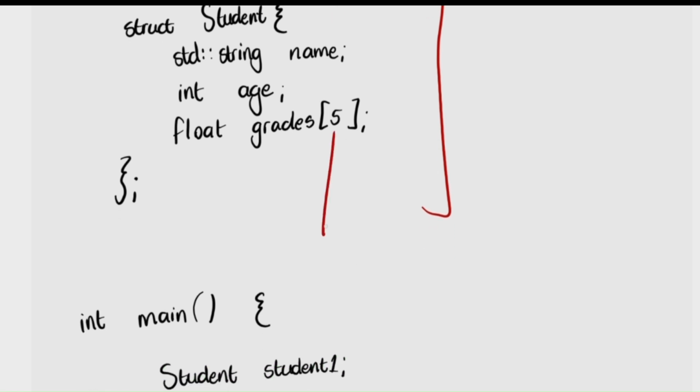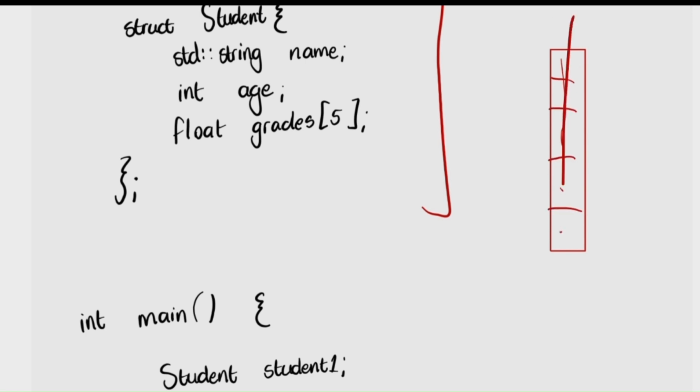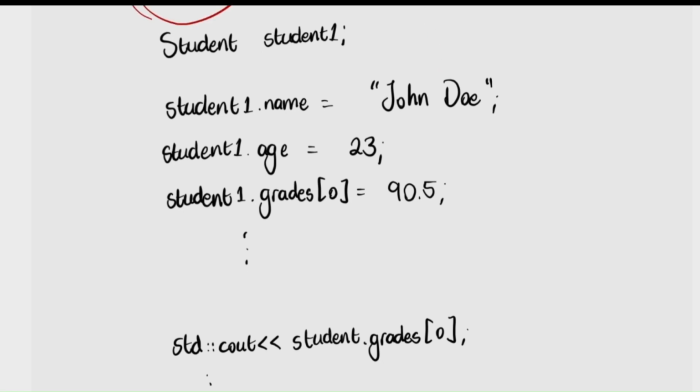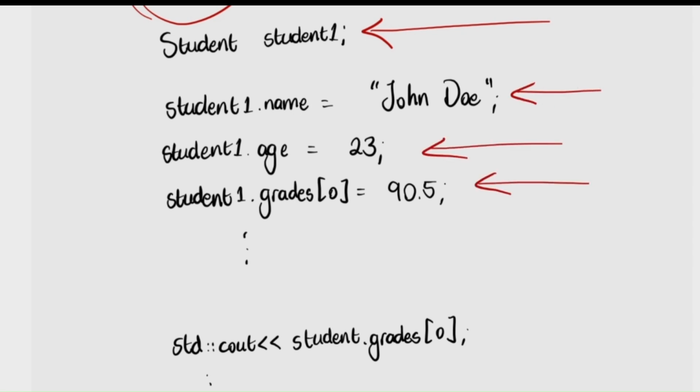So yeah, it has five. We're allocating five spaces of the size of float. One, two, three, four, five. So inside the main function, as usual, we have to create an instance of the struct, and then as usual put name, age, and now you could do this manually one by one, or you could use the usual method where you use a loop.